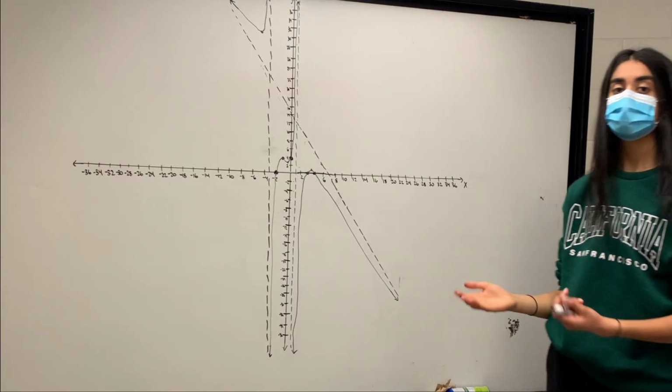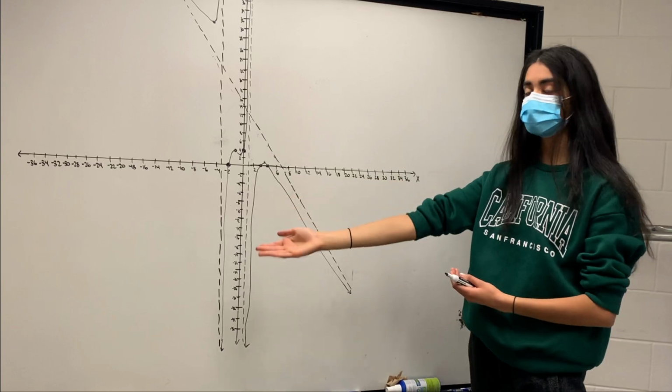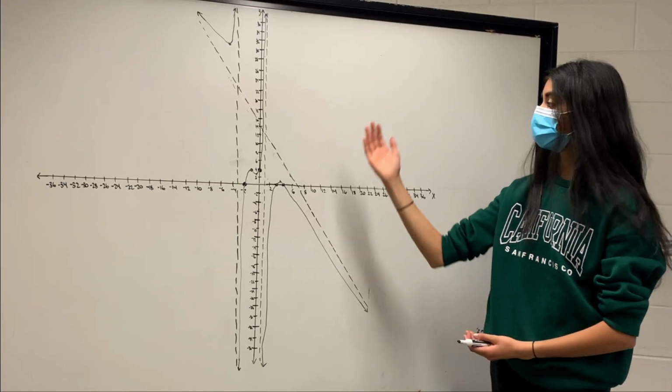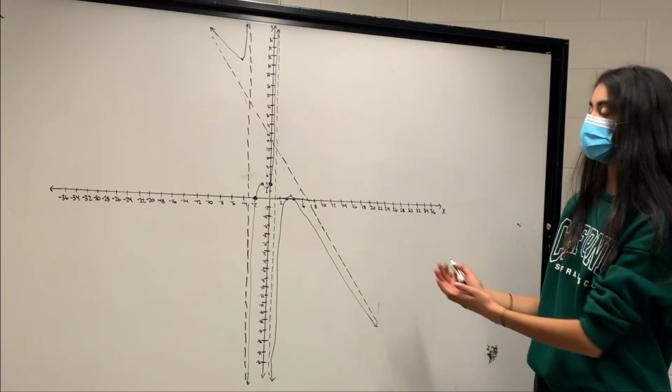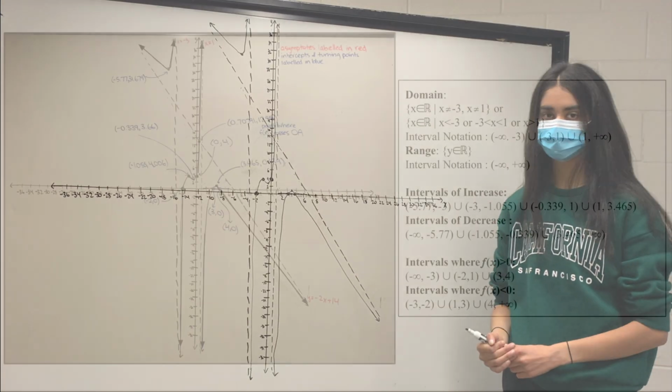So this is how we have demonstrated how we can use the characteristics of a rational function, plot all the important points and the important behaviors of the graph, and here is our rough sketch of this function.